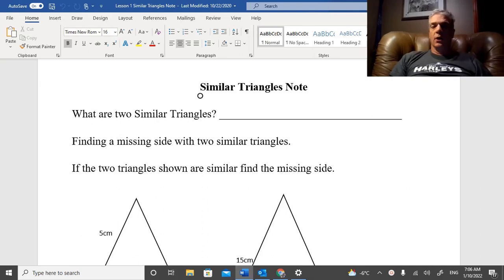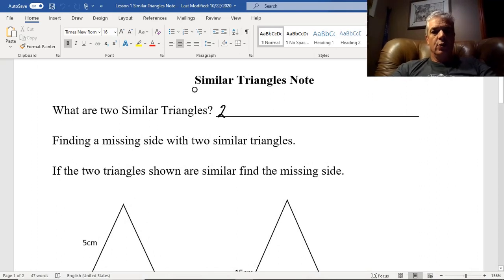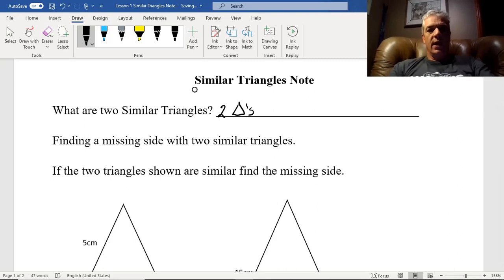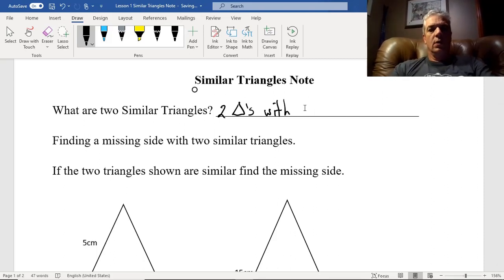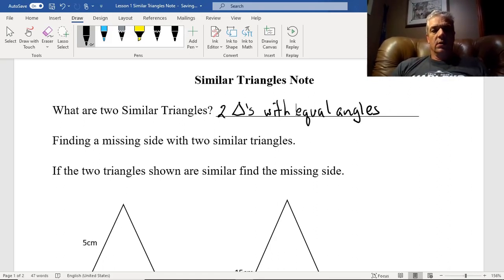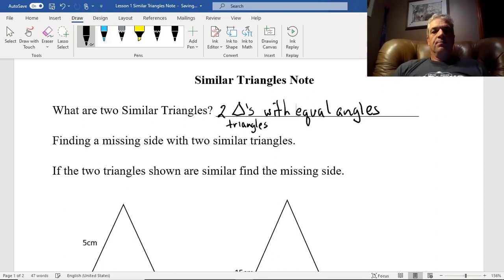Two similar triangles are two triangles with all equal angles. So let's write that down. Two triangles, and I'm going to use a symbol there, that's a triangle, with all equal angles. So all three angles are equal. In fact, once you have two angles that are equal, you're okay. And this is just my symbol for the word triangle, right? So triangles with equal angles.